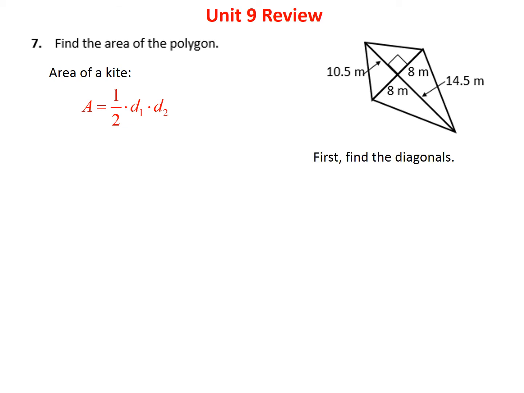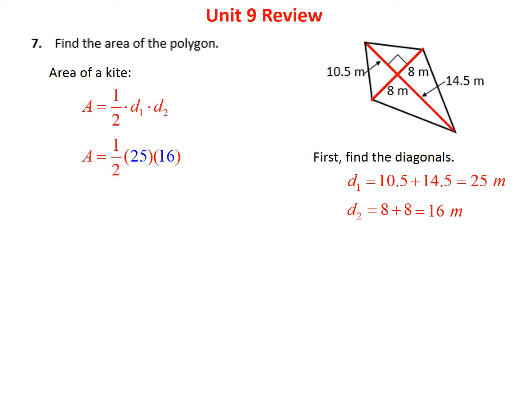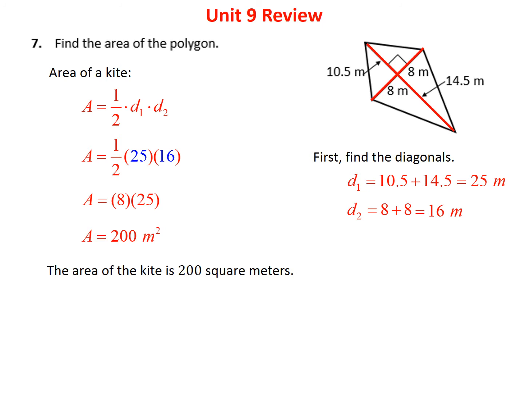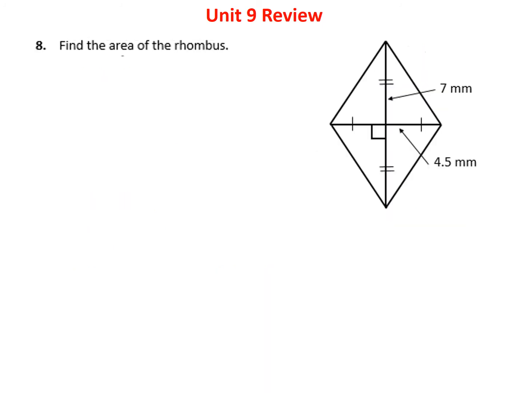Notice they're split into two pieces, so we simply have to add them together. This one is 10.5 plus 14 plus 5, or 25 meters. The next one, they're both 8, so 8 plus 8 is 16 meters. And now we can plug our two diagonals into our formula. 1/2 of 25 times 16. I'm going to do 1/2 times 16 first, because I can do that in my head, is 8. And 8 times 25 is 200 meters squared. And so my answer is the area of the kite is 200 square meters.